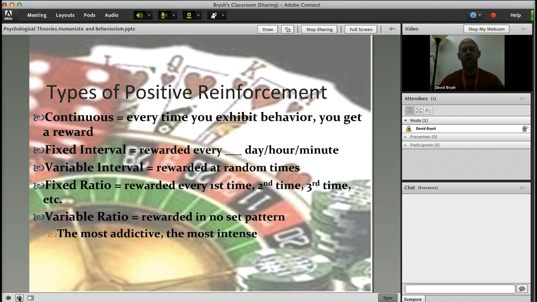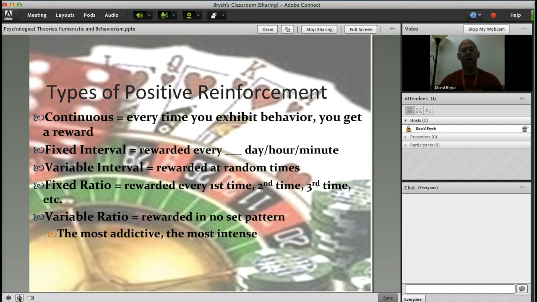And then we're going to get to the picture in the background. Do you see the gambling in the background there? We got your cards, you got your roulette wheel, you got your dice, you got your chips. Variable ratio is rewarded in no set pattern. And since it's completely random, variable ratio means random, it is by far the most addictive and the most intense. So if you want to get people addicted to something, you give variable ratio rewards. That's why people get addicted to gambling, because gambling is variable ratio.